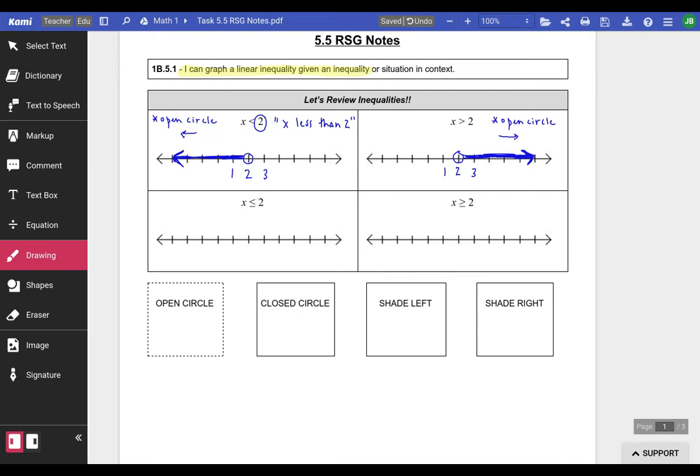Now down here, our symbol, let's take a look. If I read this now, this is x is less than still, but less than or equal to 2. So now because of that less than or equal to, we're going to have a closed circle here. So I've still got my 2, I've got a number smaller and a number bigger, but now I have a closed circle. And then the arrow is still pointing to the left, so I'm going to shade to the left.